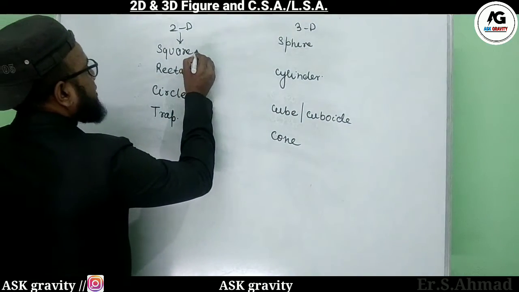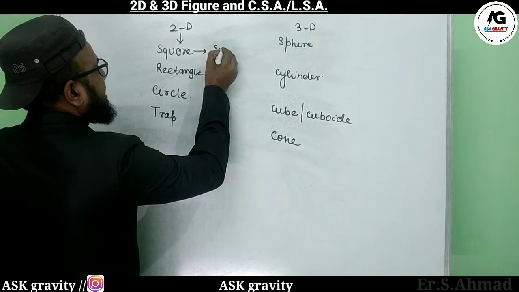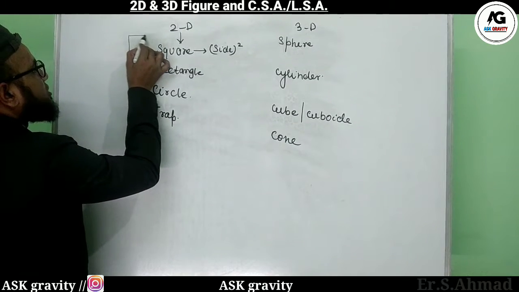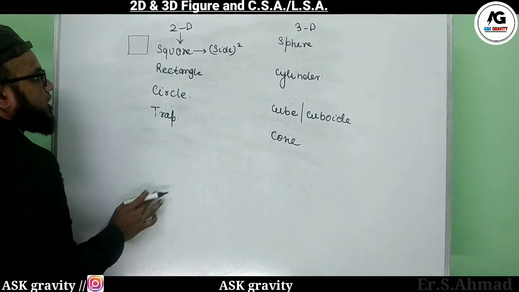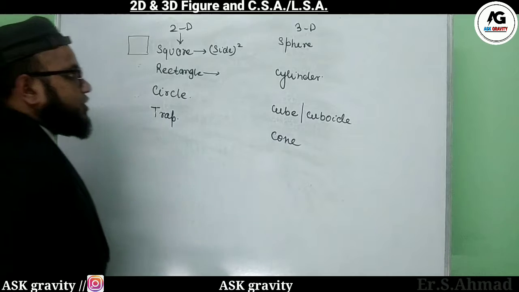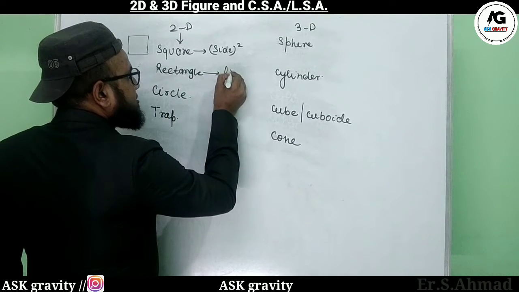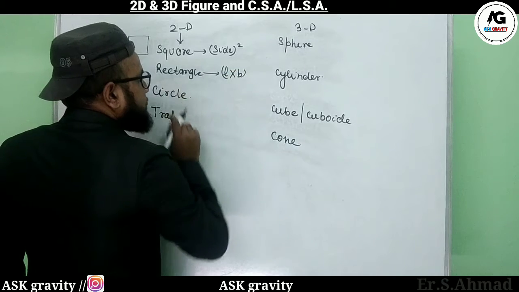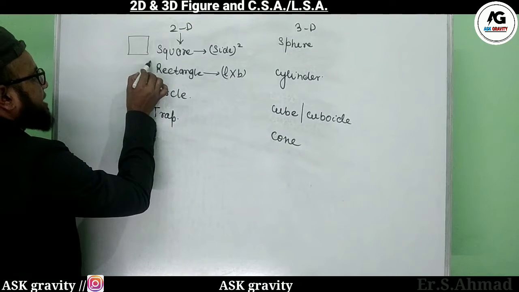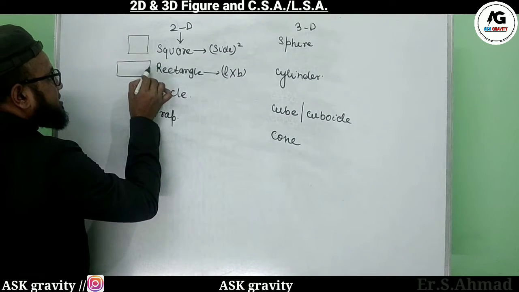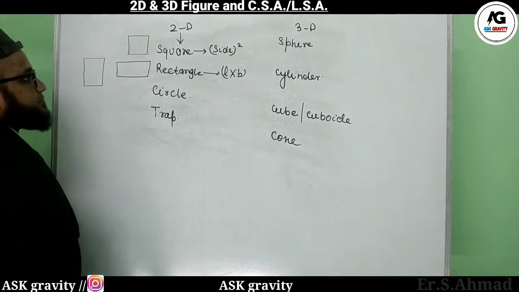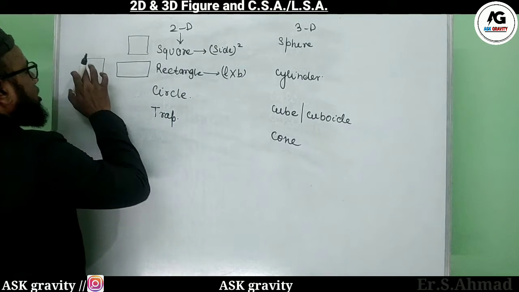For finding the area of the square, the formula is side squared, and the property of a square is that all four sides have equal length. For finding the area of a rectangle, the area is length multiplied by breadth. We calculate it using this formula, length into breadth. In a rectangle, the length may be greater than the breadth, or the breadth may be greater than the length. It may be of two types.